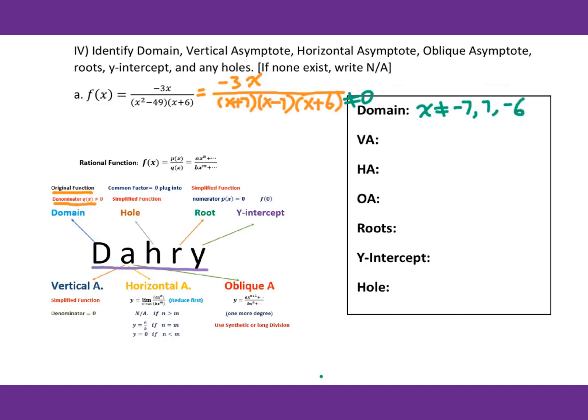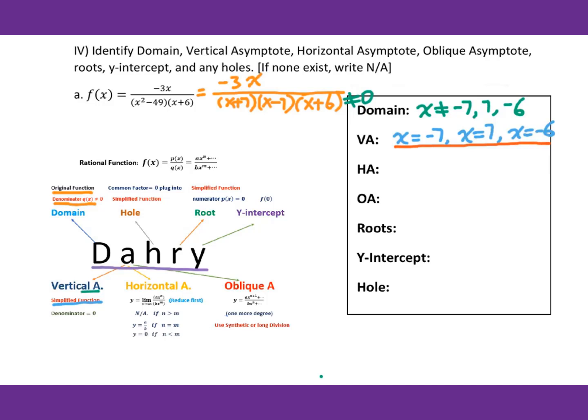For the vertical asymptote line, we use the simplified rational function. Since we don't have a common factor to be reduced, the original function and the simplified function are the same for this rational function. So, for the vertical asymptote line, x equals negative 7, x equals 7, and x equals negative 6. A vertical asymptote line is an equation, so we write it down this way.